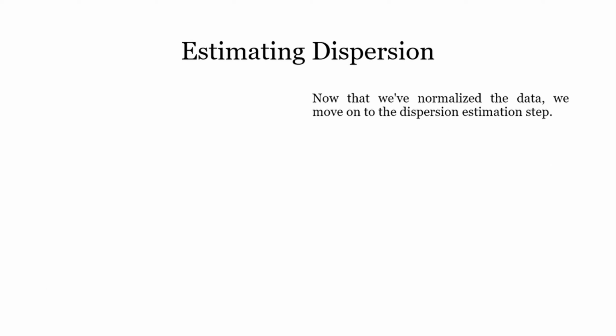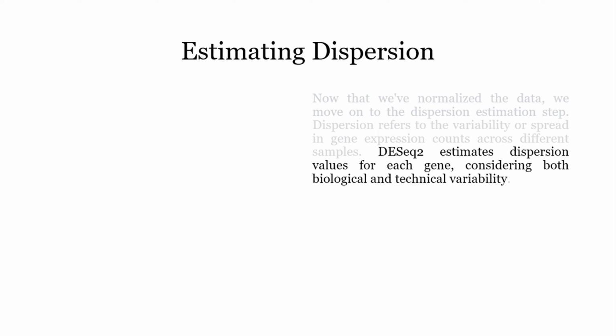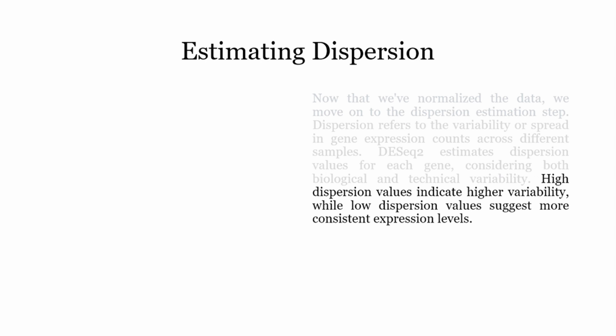Now let's estimate the dispersion. Now that we have normalized the data, we move on to the dispersion estimation step. Dispersion refers to the variability or spread in the gene expression counts across different samples. DESeq2 estimates the dispersion values for each gene, considering both biological and technical variability. High dispersion values indicate higher variability, while low dispersion values suggest more consistent expression levels.